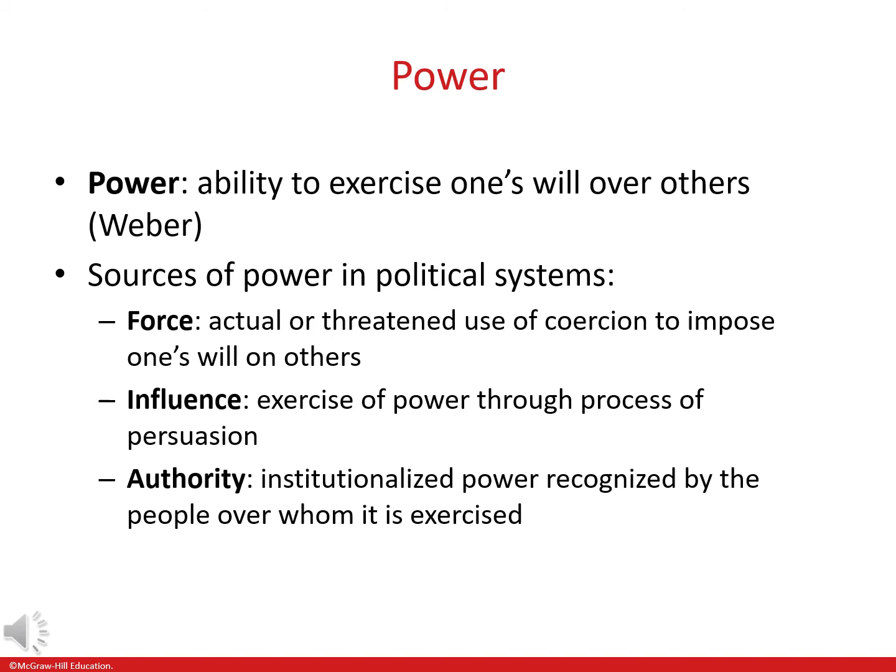Power. So that's the ability to exercise one's will over others, and that is from Weber. Sources of power in political systems come from force, influence, and authority. So force is actual or threatened use of coercion to impose one's will on others. So that is using force. So that would be like in a negative manner, using power over someone else. Influence is exercise of power through a process of persuasion. And then authority is institutionalized power recognized by the people over whom it is exercised.